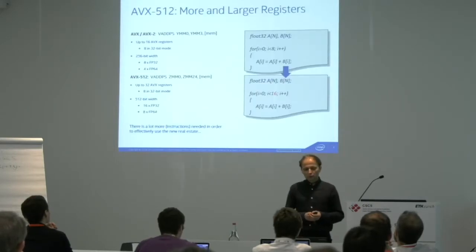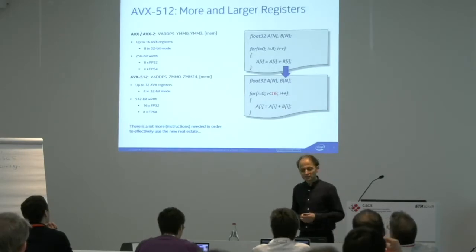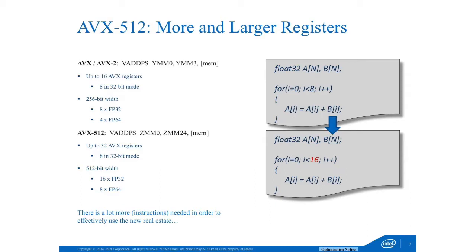Let's look into more and larger registers. You can see this is a natural extension, at least from the naming. You have this Y register set for the 256-wide instructions, and you have the Z registers that just double the width of the registers, and then also give you more general purpose. It's exactly 32 of these 512 registers.